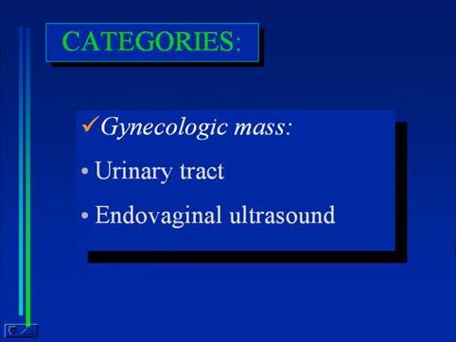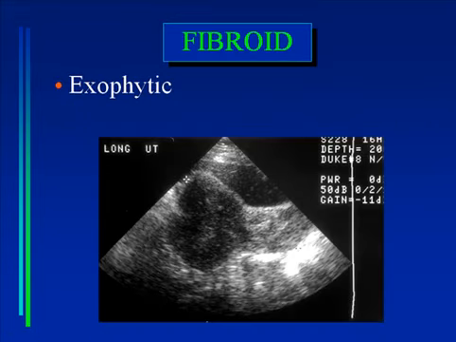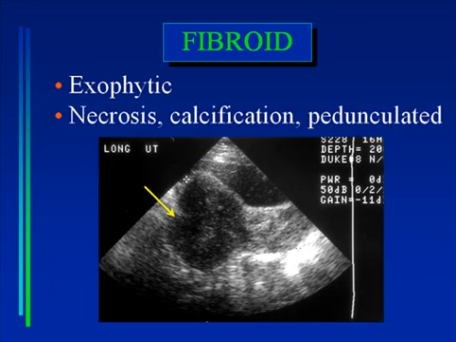With that, we'll shift focus now and talk more about uterine fibroids. Uterine fibroids are extremely common. They typically are hypoechoic, well-defined uterine masses, as we see here. But not uncommonly, fibroids can be exophytic, as we see with this posterior fibroid, and they can have areas of necrosis, of calcification, or be pedunculated.